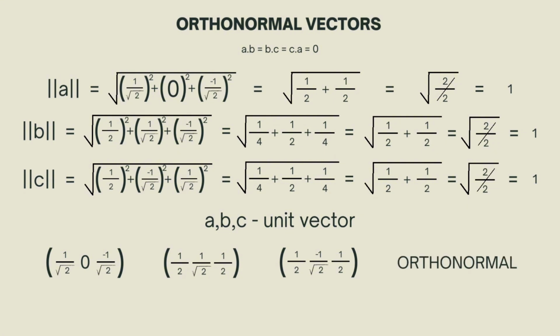Here's an important note. A real matrix A is orthogonal if the inverse of A equals the transpose of A. In conclusion, orthonormal vectors build on this by combining orthogonality with unit magnitudes, ensuring not only perpendicularity but also normalized length.